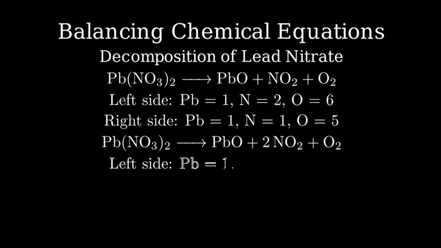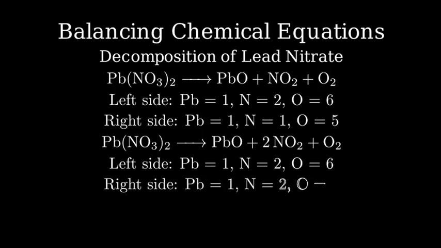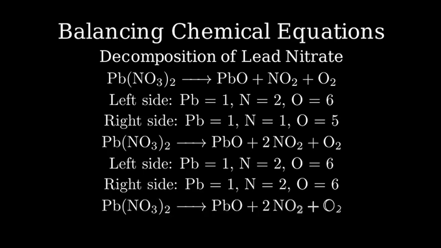On the left side, we still have 1 lead atom, 2 nitrogen atoms, and 6 oxygen atoms. On the right side, we now have 1 lead atom, 2 nitrogen atoms, and 6 oxygen atoms. Great! Our equation is now balanced. The final balanced equation for the decomposition of lead nitrate is lead nitrate yields lead oxide plus 2 nitrogen dioxide plus oxygen.